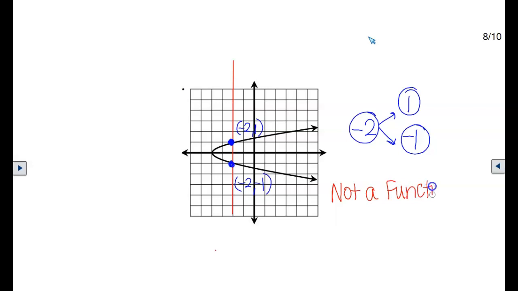So here's how the vertical line test works. If your vertical line contacts the curve at more than one point, if it intersects two points at the same time, then that makes it not a function, because that means you have a one-to-many connection going on.